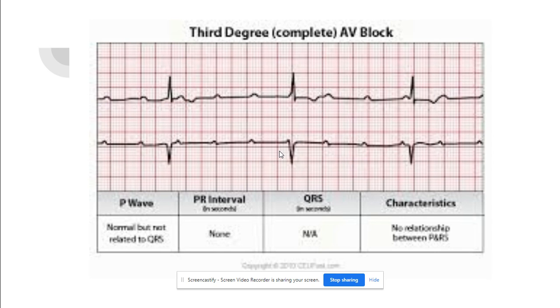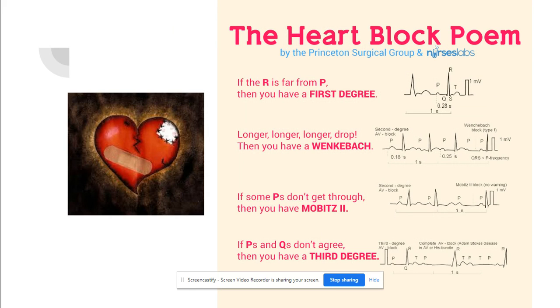They are completely separate. Okay, the heart block poem, this is going to be something that I want you to take note of, even maybe make a flashcard, because as you're answering test questions on your national exam, it's going to help you determine the differences between some of these blocks. So if the R is far from the P, as in a long PRI, then you have a first degree. We're lengthened right there. Longer, longer, longer drop, then you have a Wenckebach. And that is our second degree type 1 Mobitz or Wenckebach.